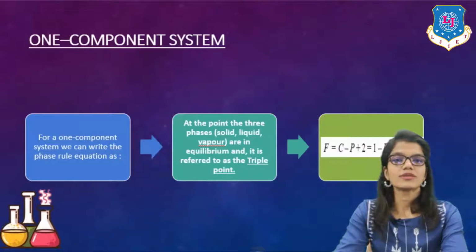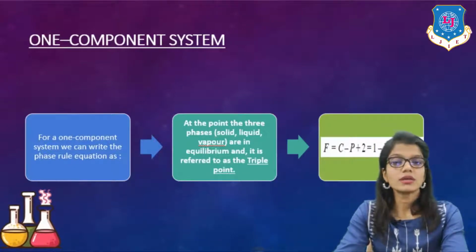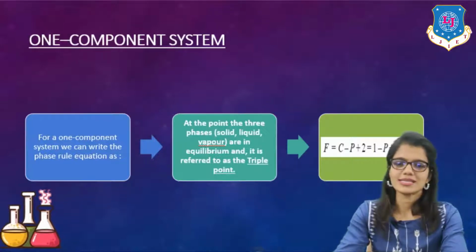Let's begin with the new point, which is a one component system. Here we will take a look at a water system. So first let's understand what a one component system is. For a one component system we can write the phase rule equation as capital F is equal to C minus P plus 2. Now, let's put the value of component here. As we have only one component, we can write 1 minus P plus 2. So, we can write capital F is equal to 3 minus P. This is how we can calculate the degrees of freedom for our one component system.